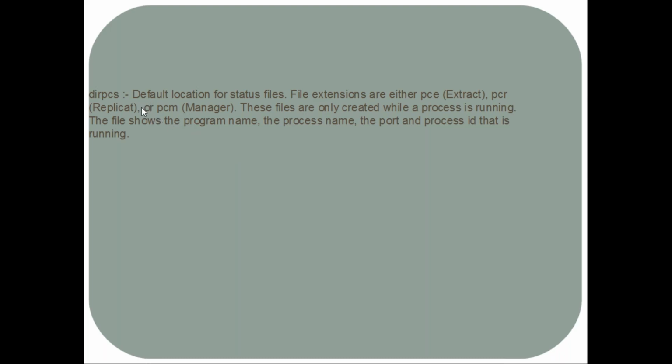Now dirpcs. Many don't mention this, but there's some special use. It is the default location for status files. File extensions are either PCE for extract, PCR for replicate, and PCM for manager. These files are created only while a process is running. The file shows the program name, process name, port number, etc. So let's see it.